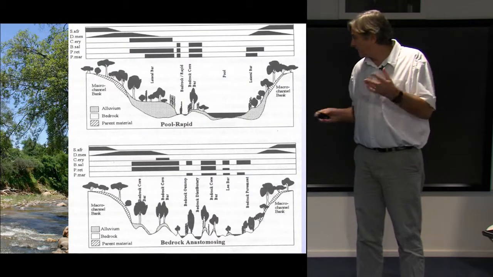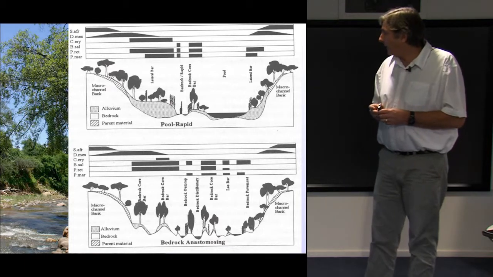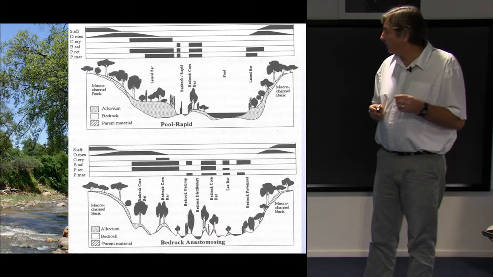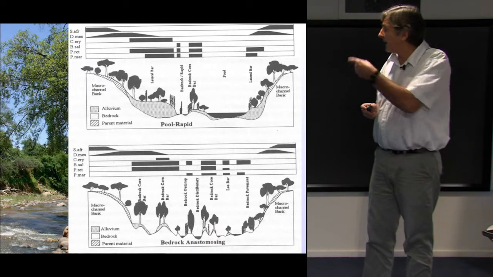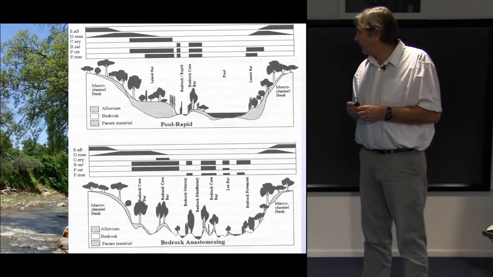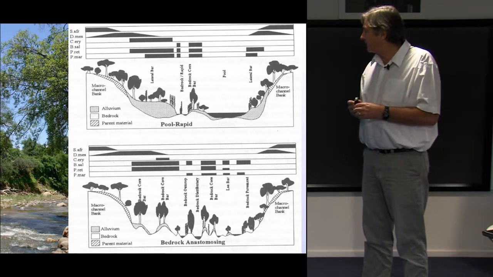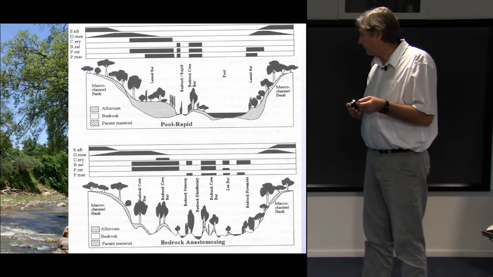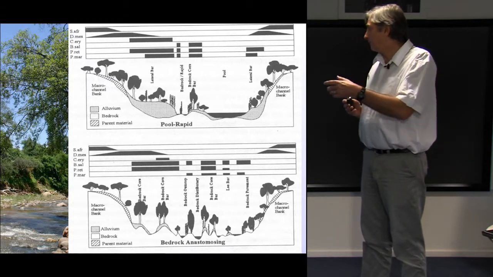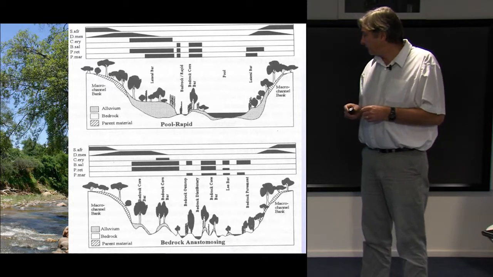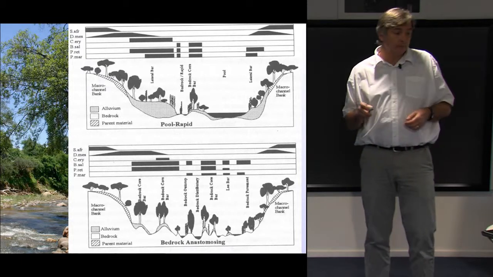Okay, there's just a couple of diagrams of where the Breonadia salicina, B-sal, is in that pool rapid part of the river, is confined to the center part of the river. In the bedrock anastomosing part, you can see that B-sal is much more widely distributed through the river.